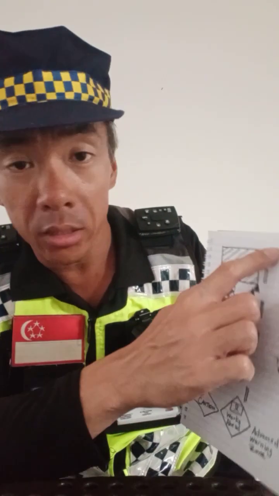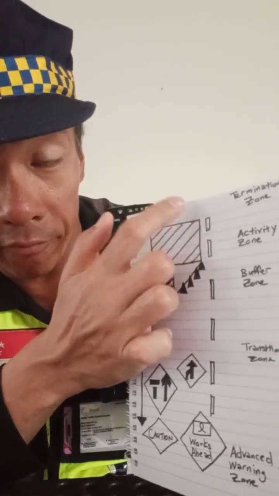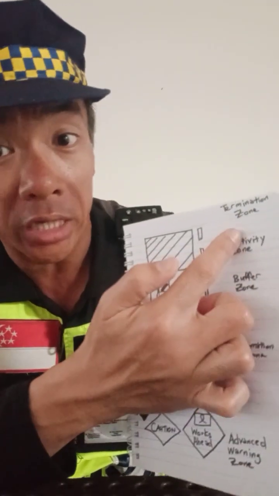Let them go first. Make sure all the cyclists clear, all the five clear already. And then once you hit the termination zone, when the two lanes are reinstated, then you gently overtake.